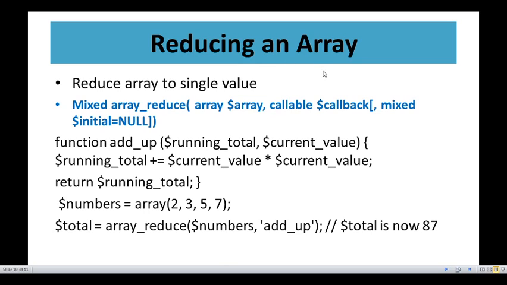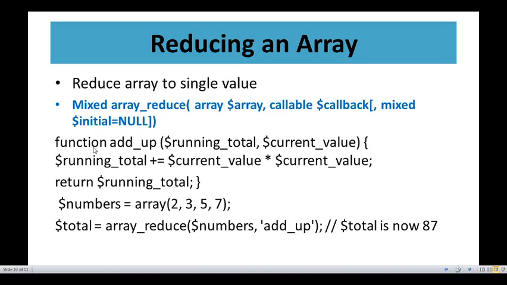Reducing an array. How to reduce an array into a single value? Suppose you have a number of elements in your array and you want to return a single value. Mixed means any data type. array_reduce is your function name. Array is your input array. Callable $callback is your callback function. Then mixed $initial equals null.